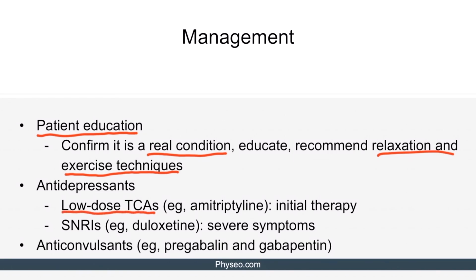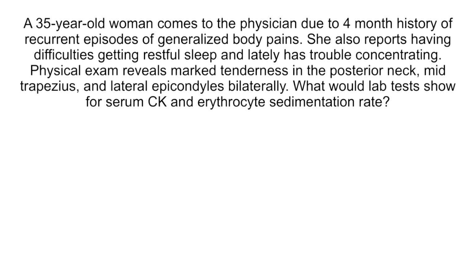Now, low-dose TCAs, tricyclic antidepressants, such as amitriptyline, is initially used as a drug. If there's no improvement of symptoms or for severe symptoms, SNRIs, such as duloxetine, can be used. There's also some anticonvulsants you can use, such as pregabalin and gabapentin. So in essence, when you're managing this, it's all about educating them and then starting with low-dose TCAs and duloxetine and maybe some anticonvulsants. Now let's do another application question.